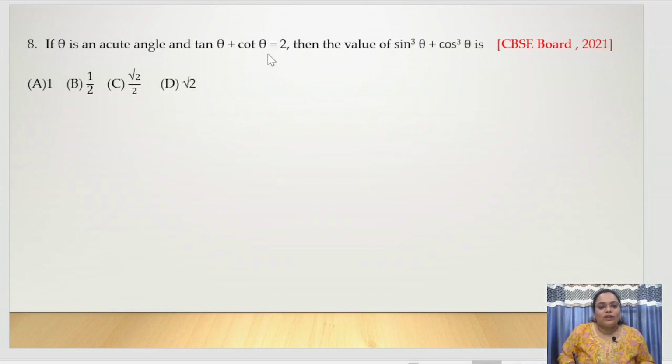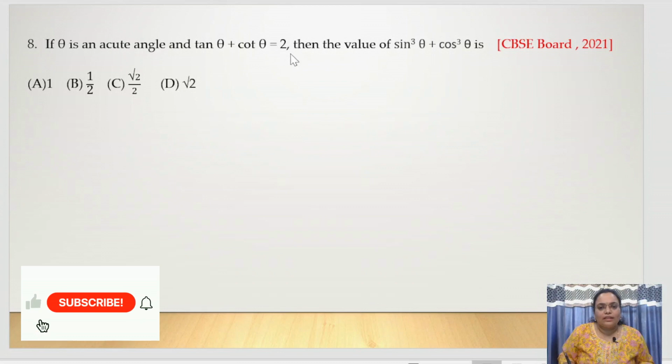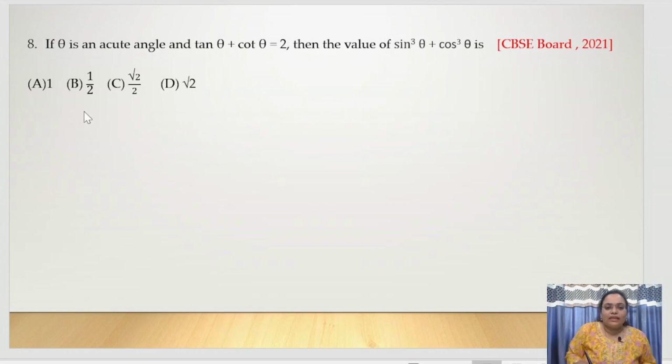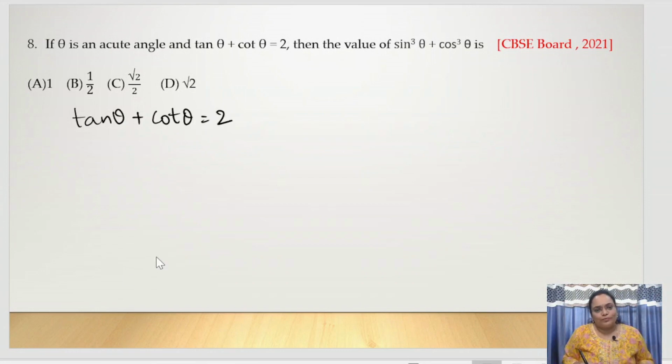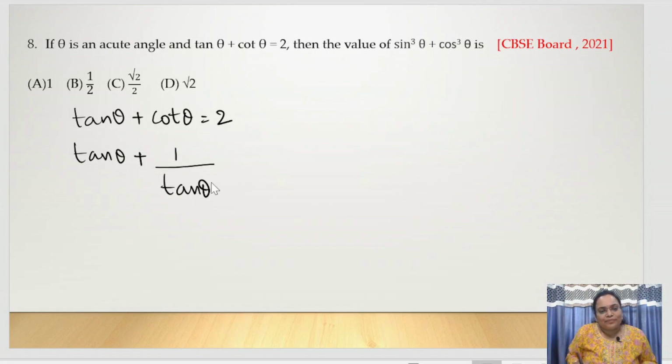Tan theta plus cot theta is equals to 2. Then find the value of sin cube theta plus cos cube theta. So the given is tan theta plus cot theta is equals to 2. So see here, tan theta plus cot theta can be written as tan theta plus 1 by tan theta is equals to 2.